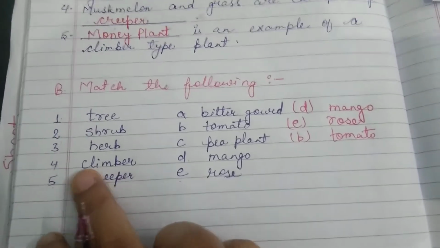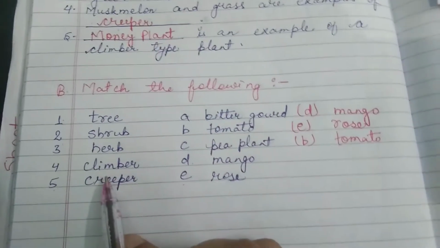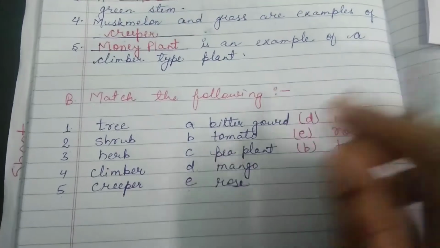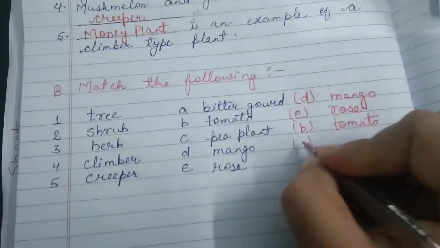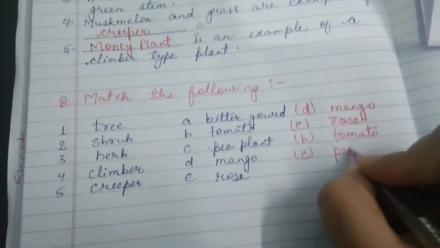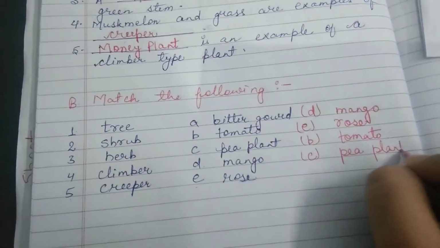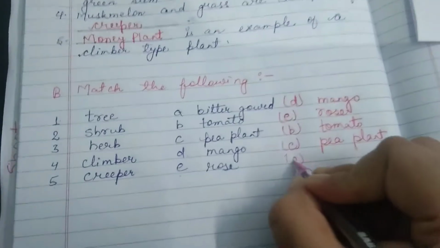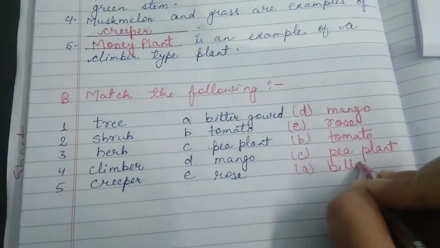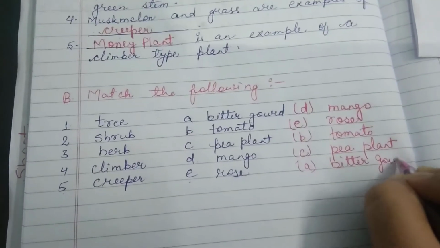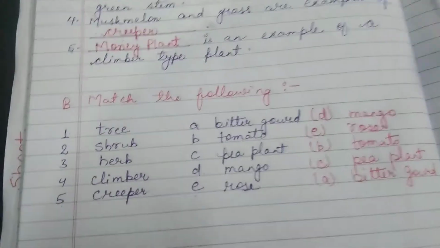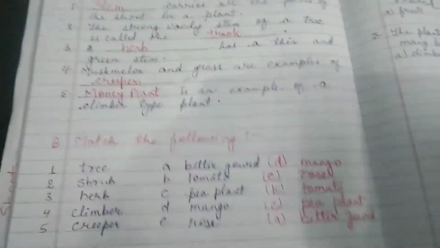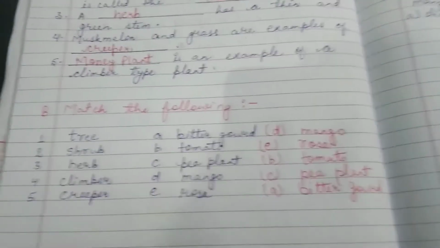The fourth one is climber, and the answer to this is C. Pea plant. And the last one left is creeper. That is A. Bitter gourd. So this is the way you have to write your answer.